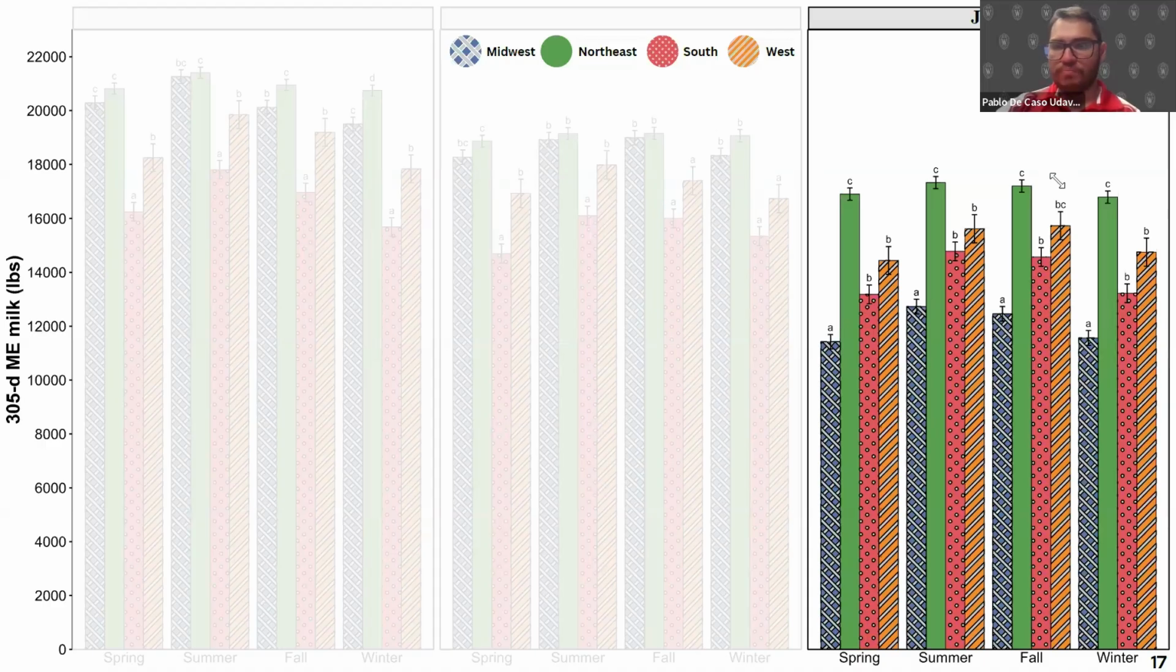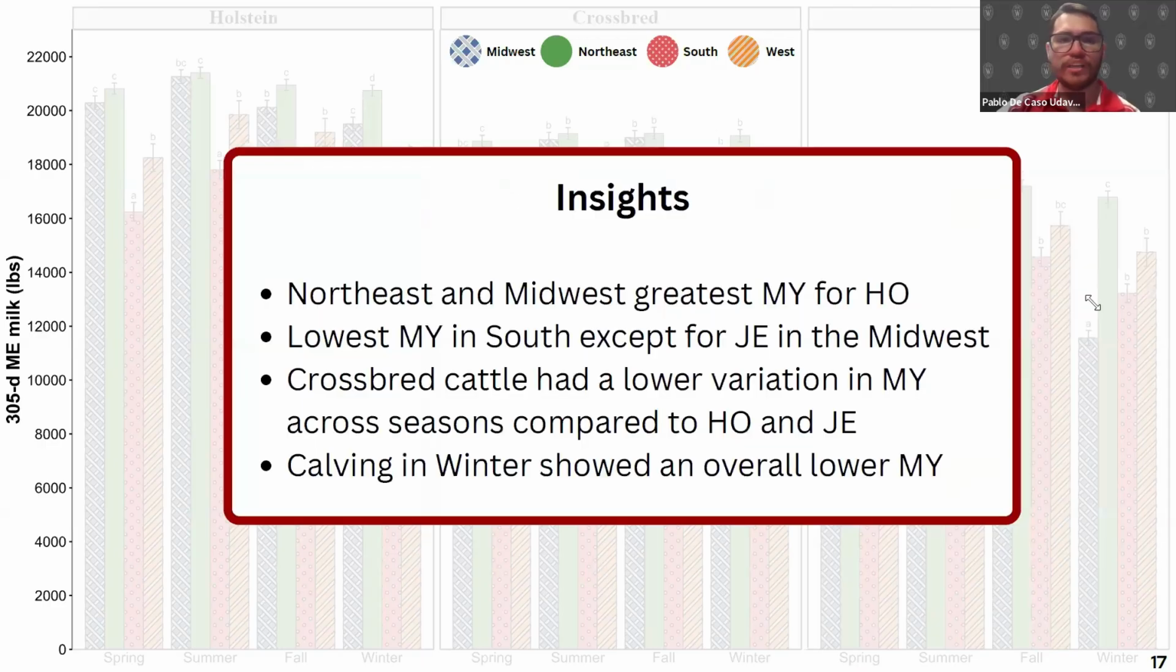And the only case where the Northeast and the West do not differ from each other is in the fall. So as a conclusion from this section, overall we can see that the Northeast and the Midwest have the greatest milk yields for Holstein. And then we can observe pretty clearly that overall, the lowest 3 or 5 day mature equivalent milk yield is going to occur in the South, with the exception of the Jersey cows, where it's going to occur in the Midwest, as I showed you a little bit ago.